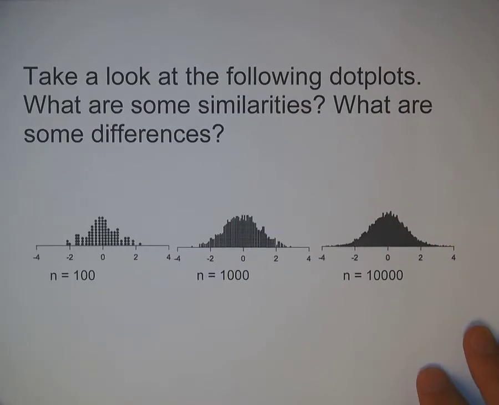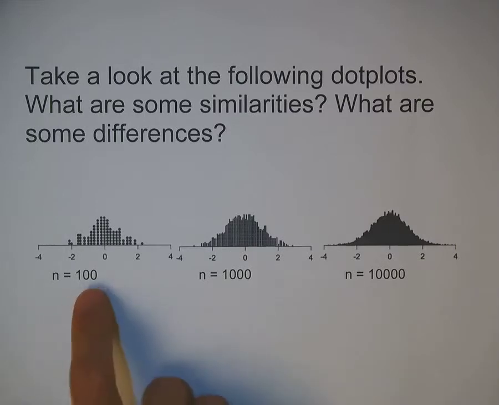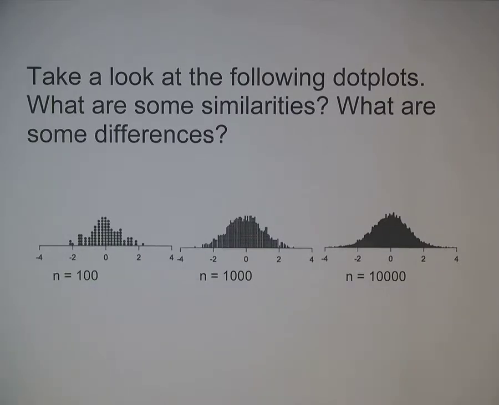So let's start by taking a look at the following dot plots. We have three of them here, each with a different sample size. We're just measuring some variable, with sample sizes of 100, 1,000, and 10,000. We want to see what some similarities and differences are.